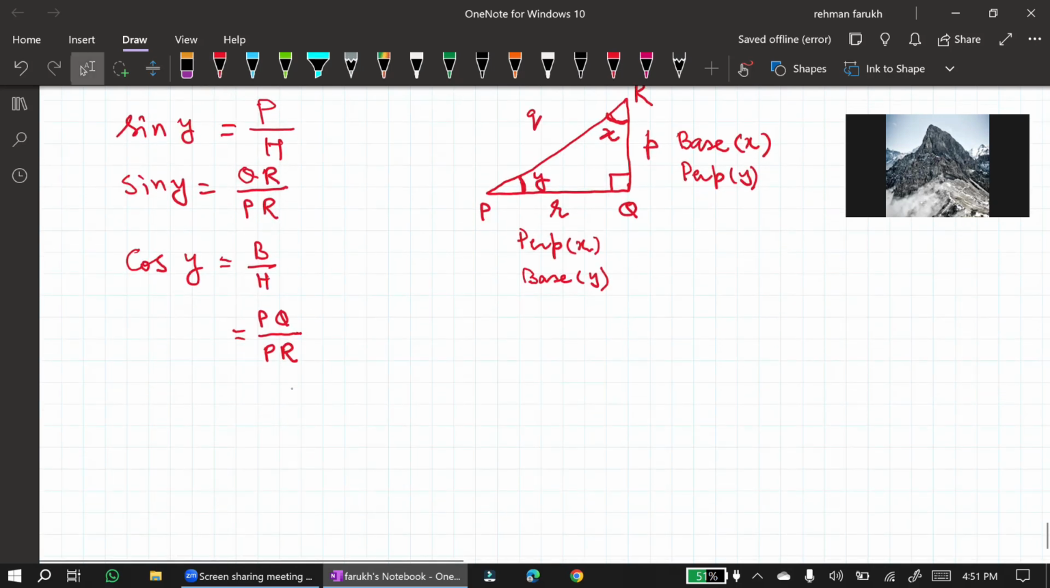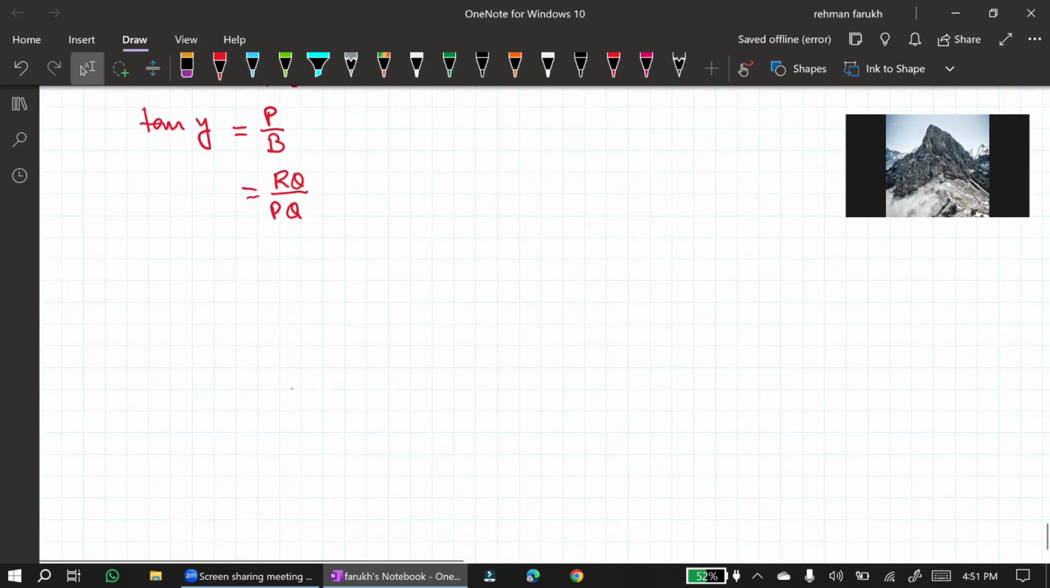Now, the ratio of perpendicular to the base is known as tangent or tan y. According to y, the perpendicular is RQ and the base is PQ. Now, how can we use these three ratios, sine, cos, and tan, to find out the unknown sides or angle of the triangle?